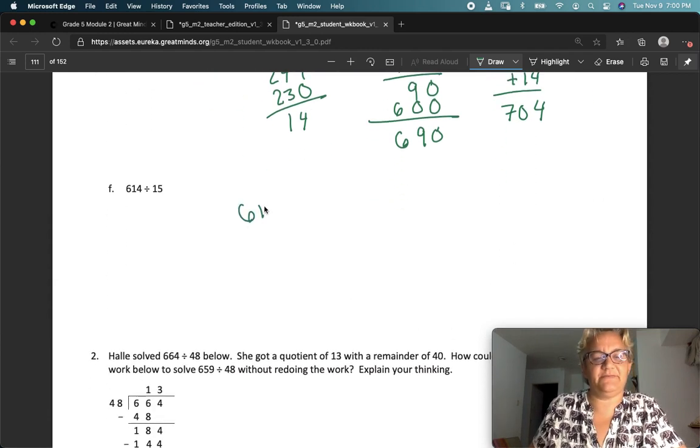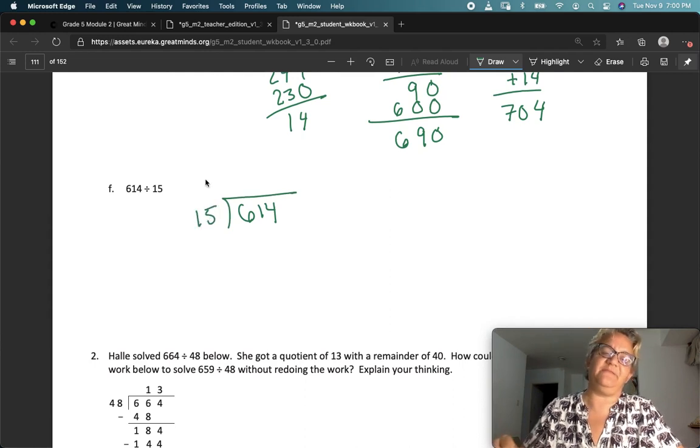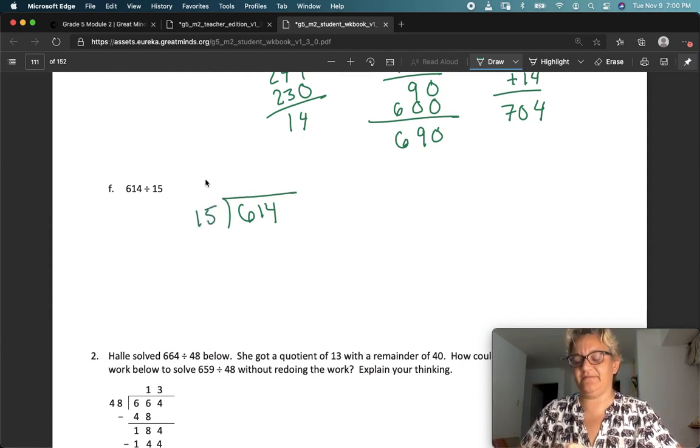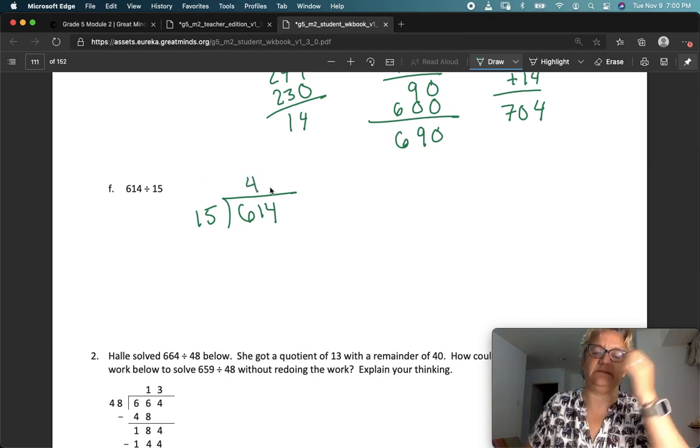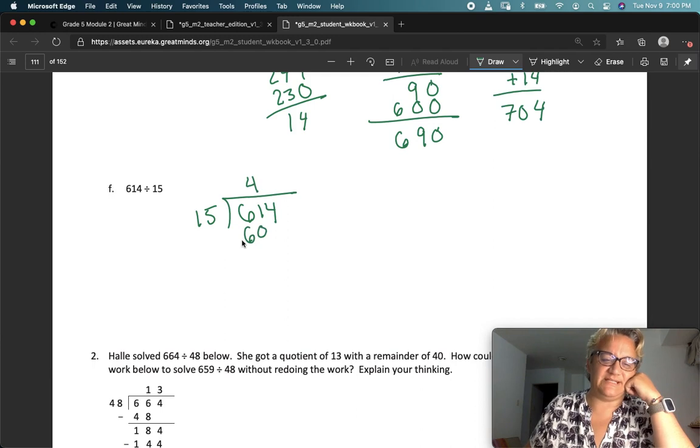Next one, 614 divided by 15. Okay, let's count by 15s. 15, 30, 45, 60. Well, that will go into 61 4 times, right? Because 4 times 15 is 60. And look at that. 15 into 14 will go 0 times. Okay, and then we get our remainder all the way down here.